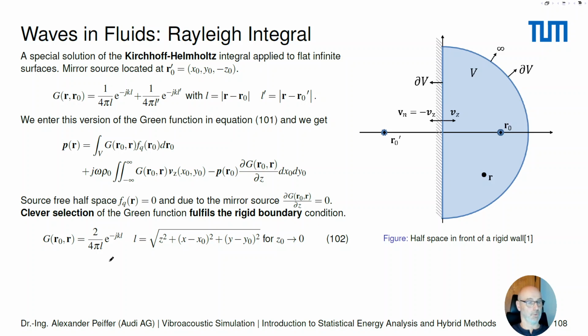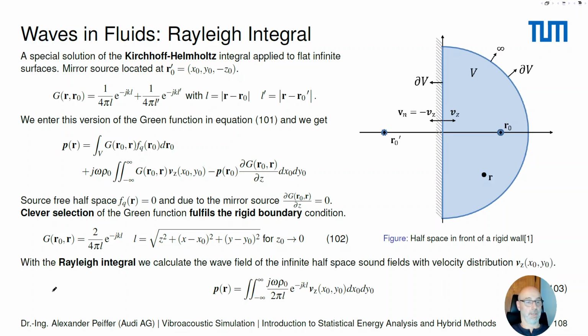Bringing in typical terms, we now assume that R0 could only be at this surface. At infinity we neglect it. So z equals 0, which is stated here. That means our Green function looks exactly like this, and it is kind of doubling the source efficiency, because we're doubling the source here due to the hard surface.